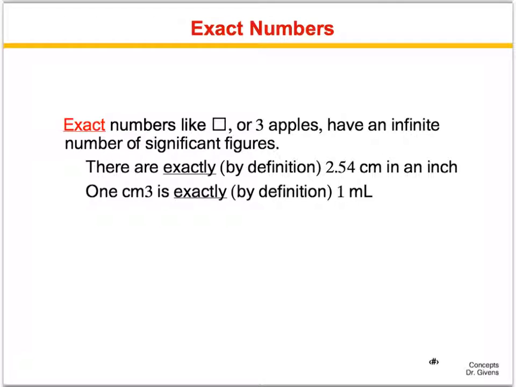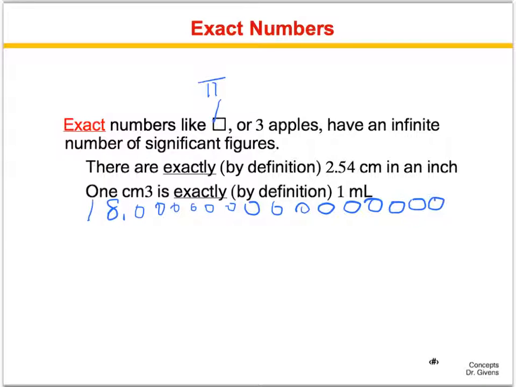Now, some special things. Exact numbers like pi or 3 apples have an infinite number of significant figures. 6 rocks, 18 computers, those are written as if they had an infinite number of decimal places. Infinite number of significant figures because they are an exact number. We have 3 apples, and pi is known to any number of decimal places we need.